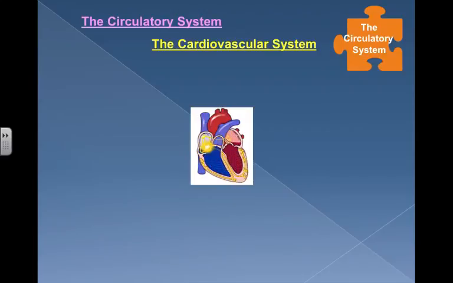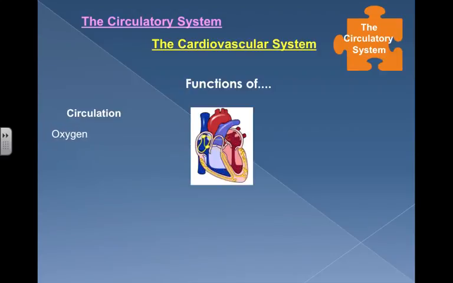So, the functions of the cardiovascular system. Oxygen enters the body when we breathe in air through the mouth and nose. The oxygen is absorbed into the bloodstream from the lungs. Your heart then pumps out the oxygenated blood, so the oxygen-rich blood, around the body through the arteries to tissues, including organs, muscles, and nerves.